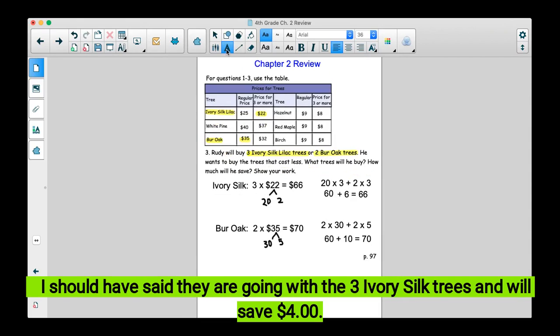So now we need to write our sentence. So Rudy will buy the 2 bur oak trees and he will save. Okay, how much money is he going to save? How far is it from 66 to 70? So the answer to that would be 4. So Rudy will save $4. Done.